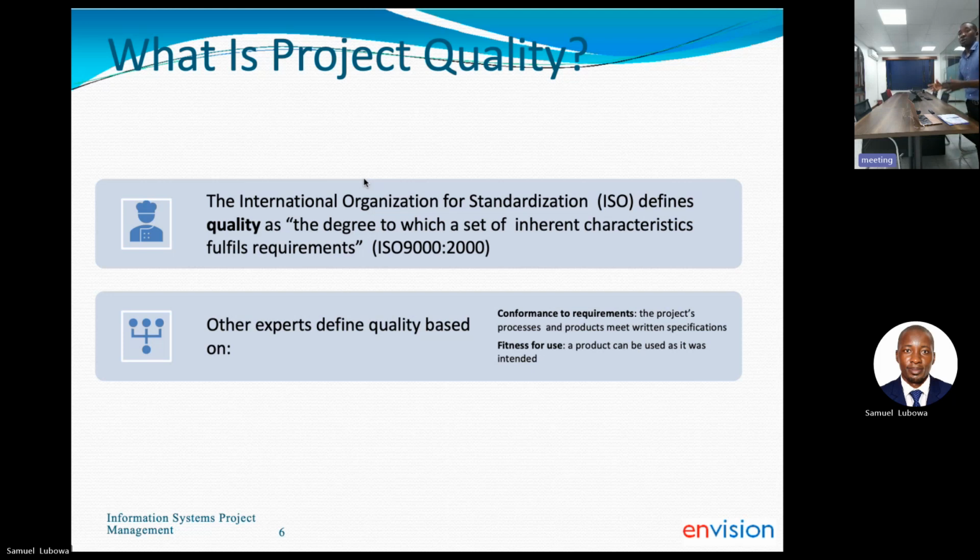Once a product, a software, or a system becomes fit for use, they consider it a product that has attained quality. They go on to say a product can be used as it was intended, so long as it can be used as it was intended, then that is regarded as quality. For example, if you wanted a system that lets you borrow a book from the library and return it, once the system achieves that, that is quality.